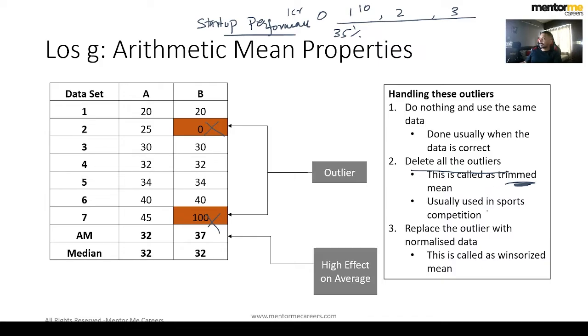It is usually done, as an example, in sports competition, when the performance can be just a one-time event. When you replace the outliers with some values, maybe you calculate some usual values which might happen, like the arithmetic mean itself, and you add that in, then that would be called a Winsorized mean. So it's just terminology, but all you're trying to do is either delete, replace, or do nothing. But to do nothing, the data has to be reliable.